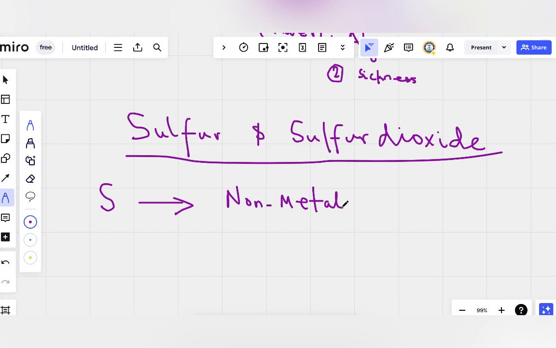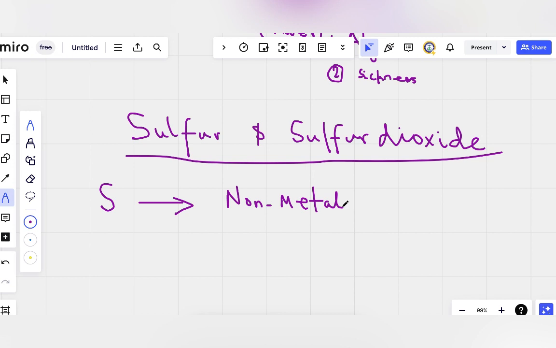It's a non-metal and it's very common on the earth crust. We have a lot of sulfur everywhere. It's found as an element in underground beds in many countries. Examples include Mexico, where you can find sulfur in underground beds, Poland, and the USA, the United States of America.